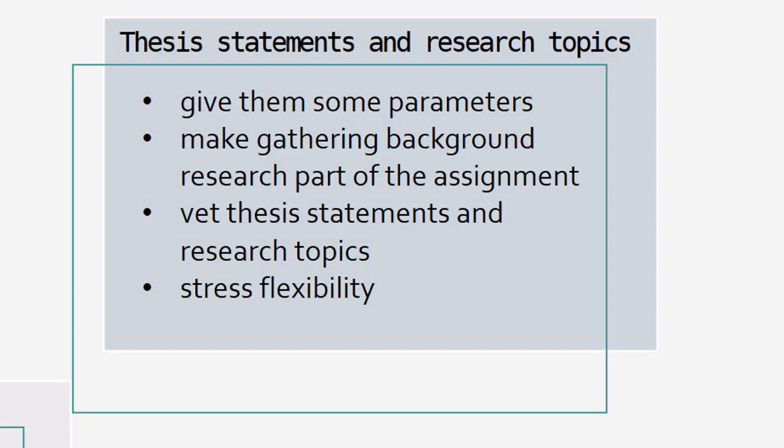When you are assigning things like this, my suggestion is to give them some parameters of some kind. The notorious Comp 101 paper is the, any topic in the world that works for you, and give me 3 to 5 pages on it. And while that's great at allowing them to pick something they are interested in, it's also maybe a little overwhelming. Students then try to tackle things like global warming all in 3 to 5 pages, and they're not going to be successful in that. Also, I would say make gathering background research part of the assignment.